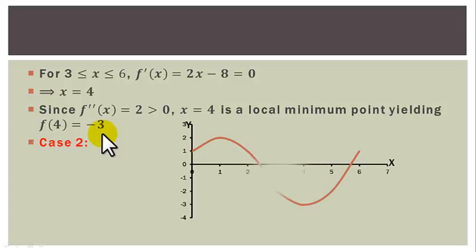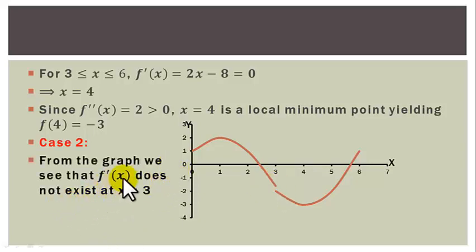Case 2. This is the case where the first derivative does not exist in the given interval. The interval given is from 0 to 6, and if we plot the graph of our function y equals f(x), you will observe that at the point x equals 3, the first derivative does not exist, since the function is not continuous at this point. So from the graph we see that f prime of x does not exist at x equals 3.